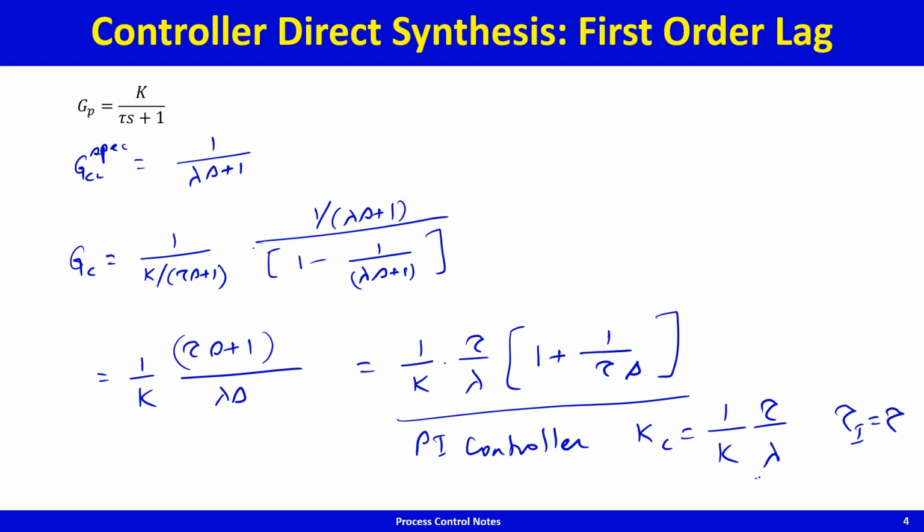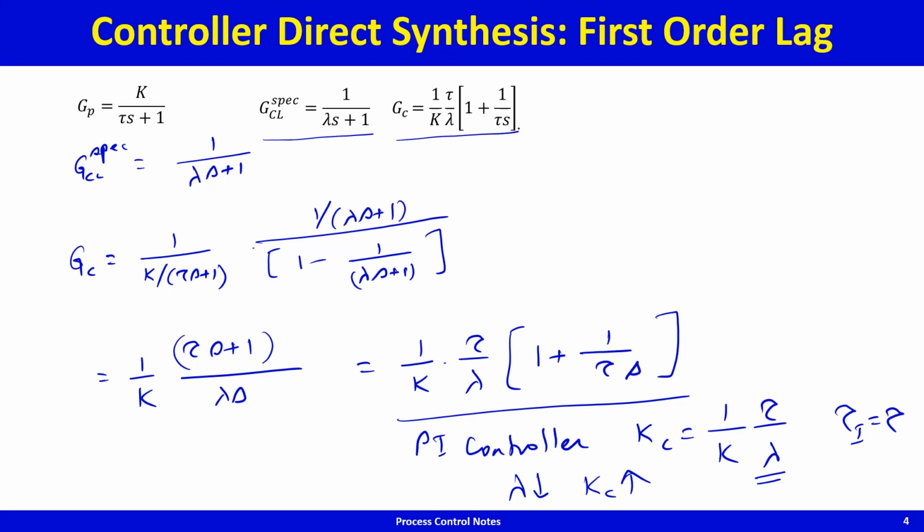Again, notice that as lambda is decreased, that means I want more and more aggressive control, Kc goes up. So if lambda goes down, Kc goes up. So for this chosen desired servo transfer function, I get a PI control law, and in this PI control law the controller gain is given by this, and tau I, the integral time, must be the process time constant tau.